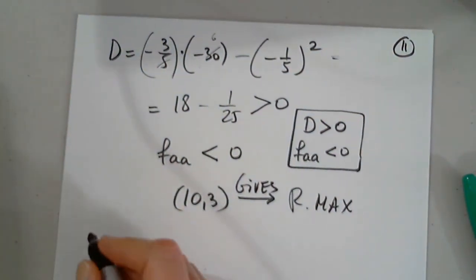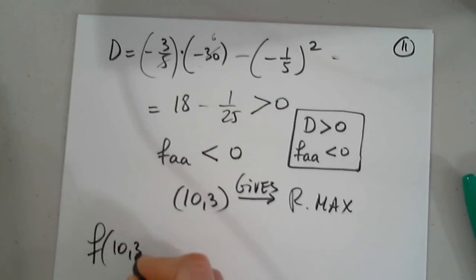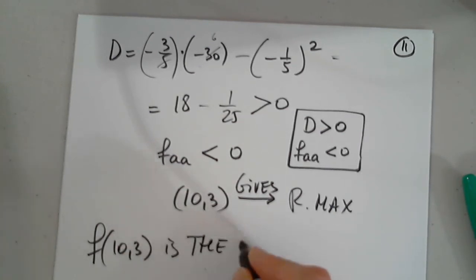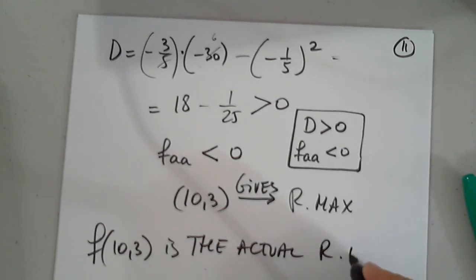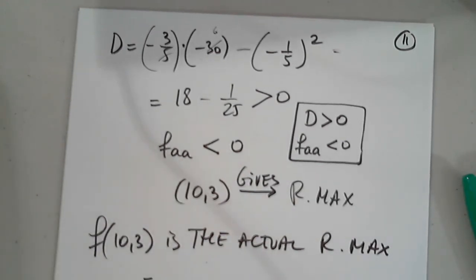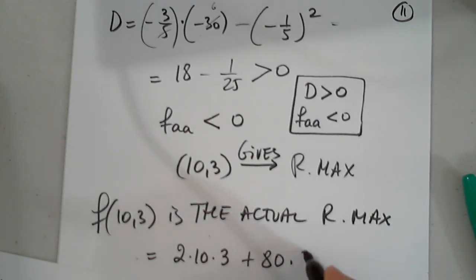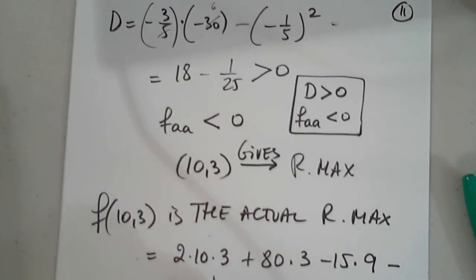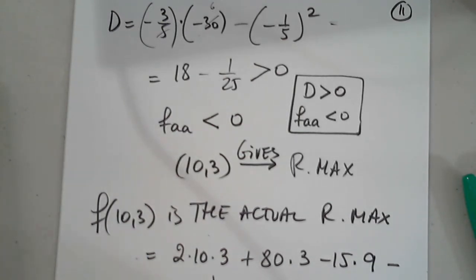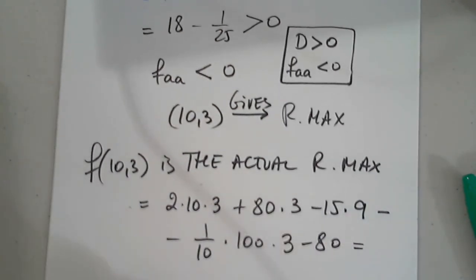But what is the relative maximum? That would be f of (10, 3), the actual relative max. So we have to determine it. Where is my function? Like 3 pages ago. Okay, here it is. So 2 times 10 times 3 plus 80 times 3 minus 15 times 9 minus 1 over 10 times 100 times 3 and minus 80. Okay, now I can put this aside. So let's see what we get here.